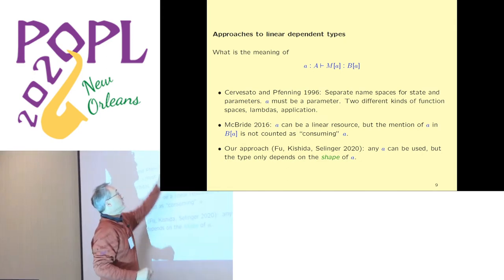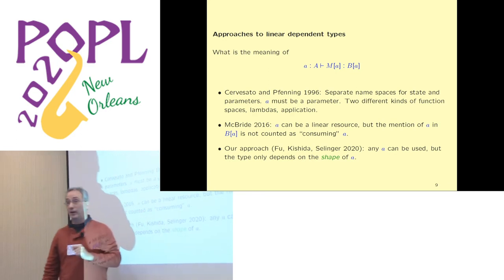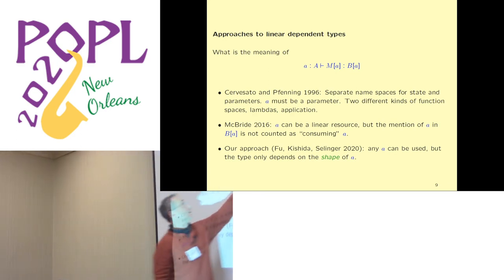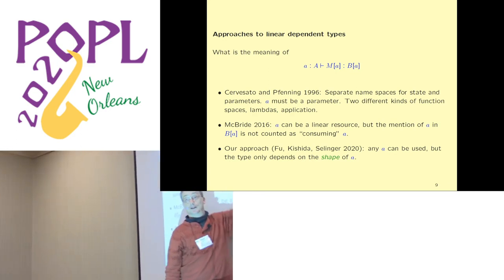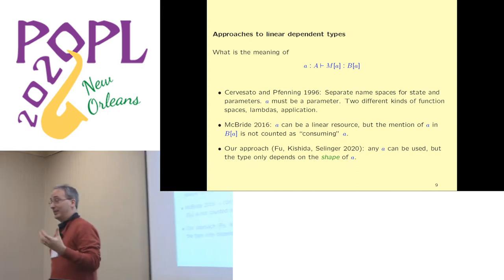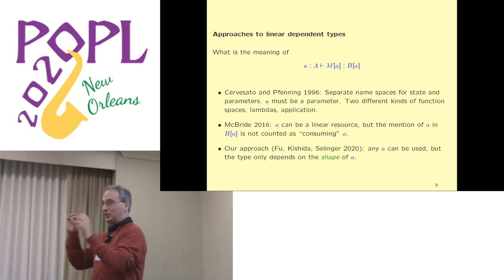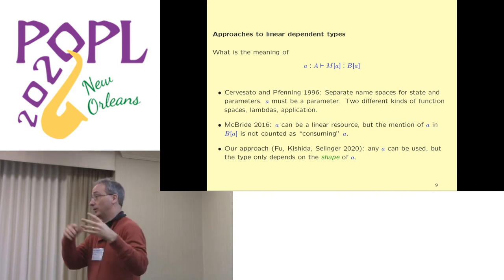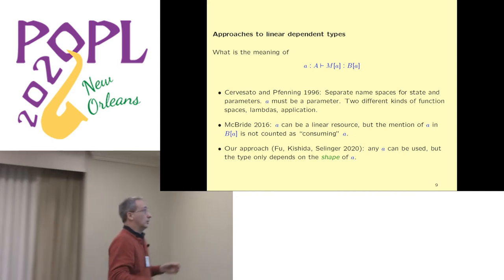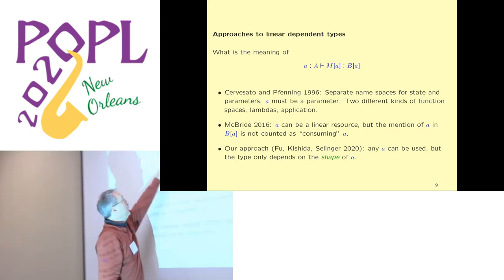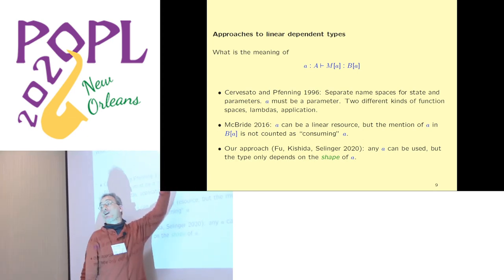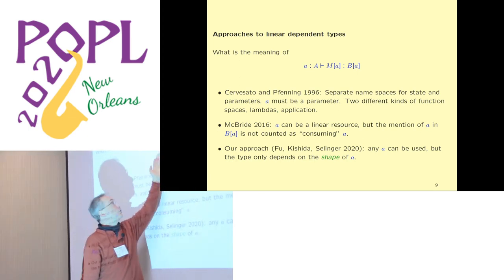You have something A in the environment, and then you have a term M of A where the type of that is also a function of A, right? That is the quintessential thing that a dependent type can do for you, that the type also depends on some value. And then the question is, what if A is a linear resource? Like, what do you do, right?